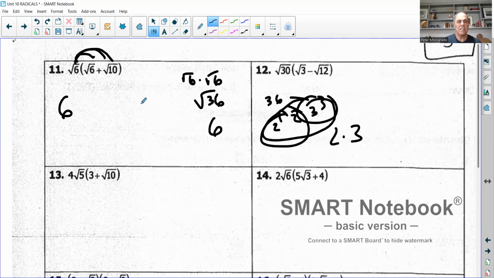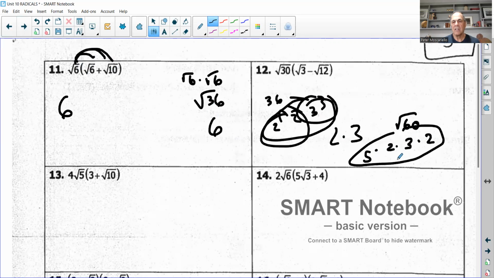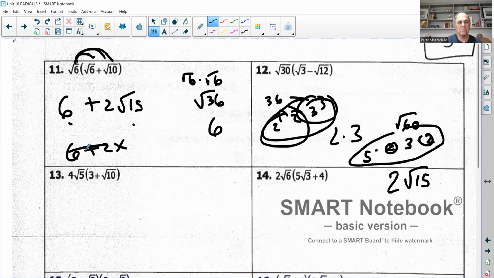So first we get 6. Root 6 times root 10 is root 60. That will sock drawer into 2, 2, 3, 5. We can pull out a pair of 2s. What's left inside? 3 times 5 is 15. So that's 2 root 15. So it's 6 plus 2 root 15. Can I add these up? No, they're not like terms. That's like having a 6 plus 2x. So we cannot combine those. So there's the answer to number 11.